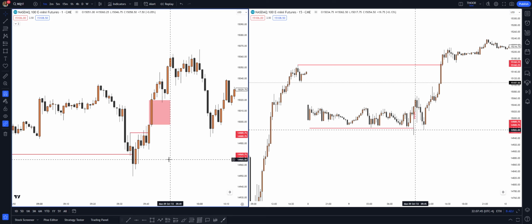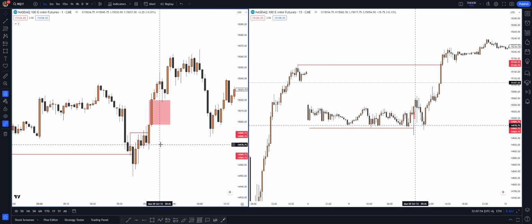I know it's not fun. I know you don't monetize anything during backtests, but trust me, over time, in the long run, it is going to help you a lot, guys.